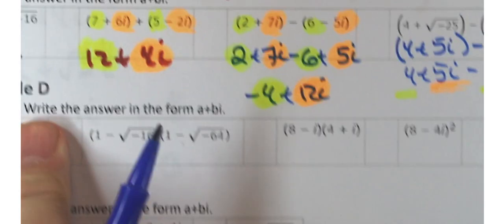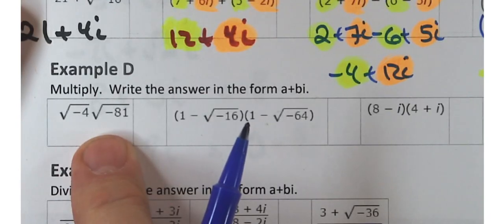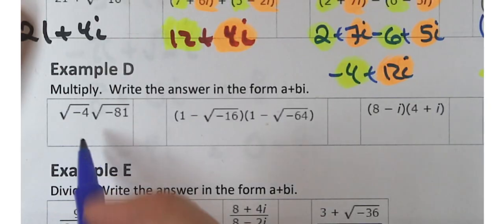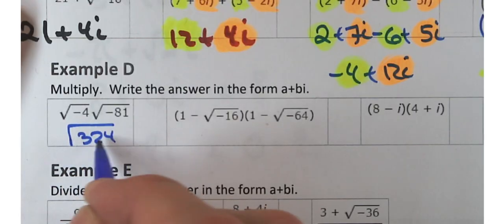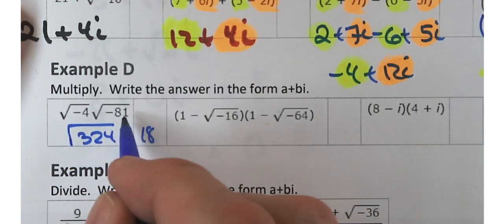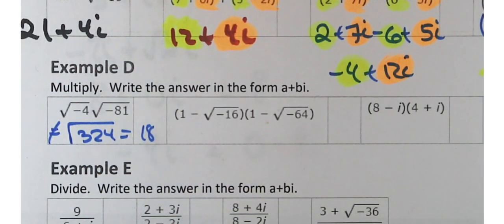Now, where it gets a little bit tricky is when you multiply complex numbers. And there might be a part of you that says, oh, well, that's negative 4 times negative 81, that's 324, square root of which is going to be 18. That would be wrong. Those two things aren't equal. You have to simplify the square root part first.